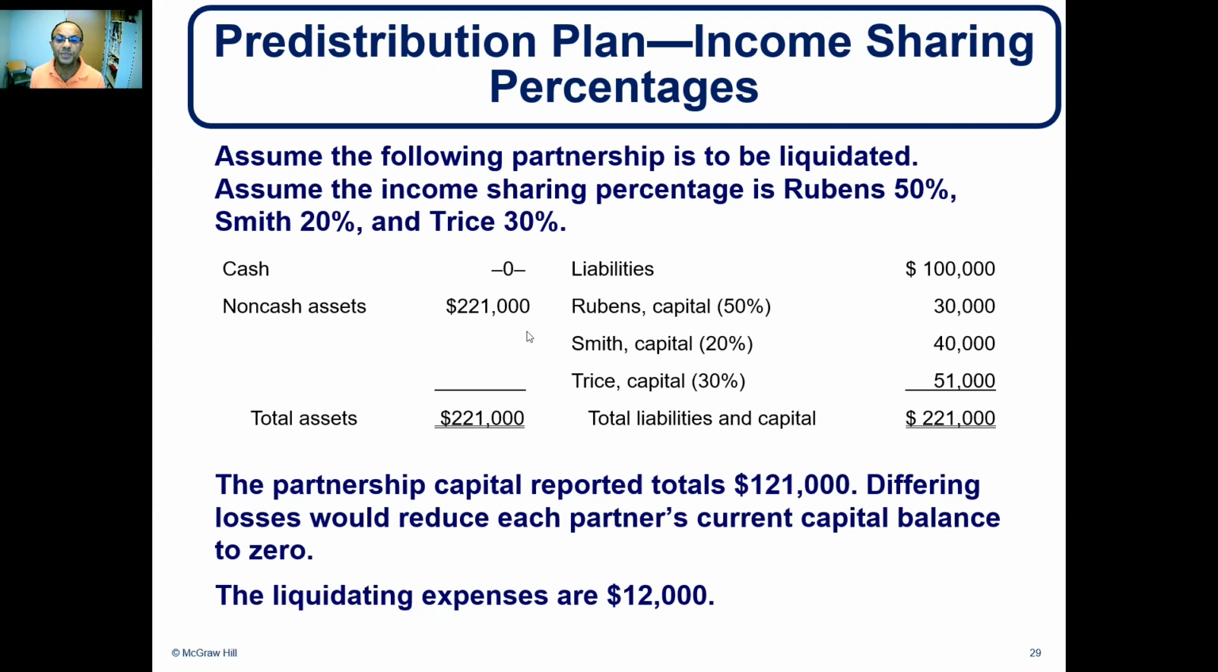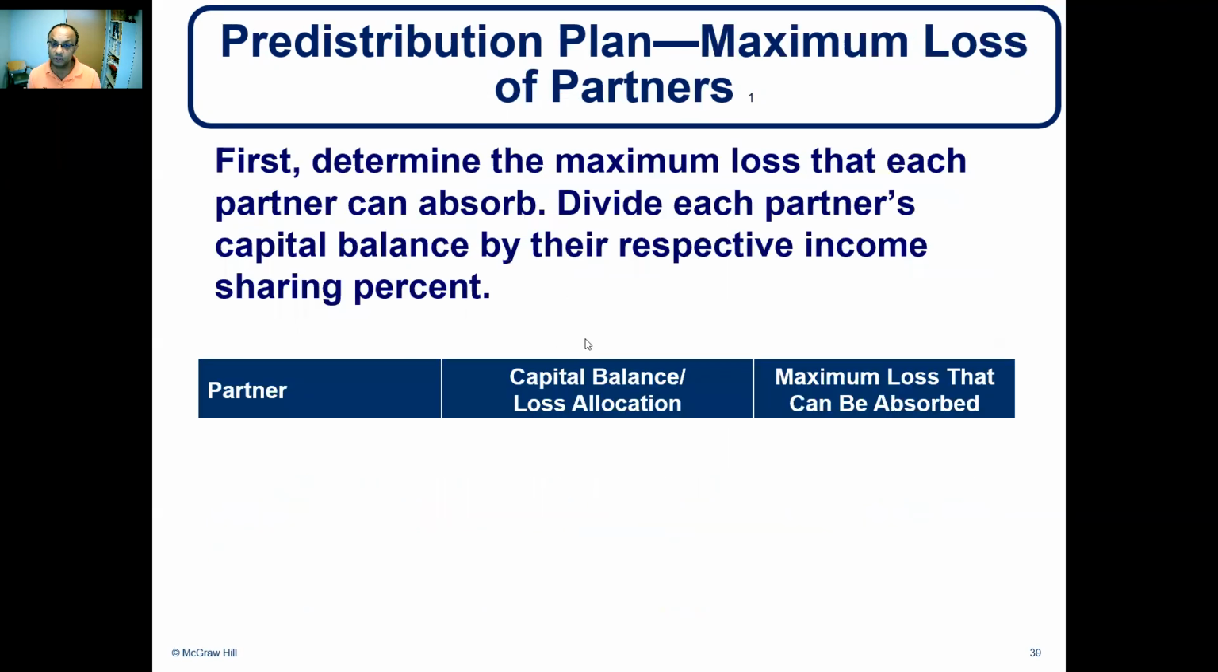What shall we do? If selling the non-cash assets is generating lots of losses, first of all, we need to assume how much loss can be absorbed by Robbins, then Smith, then Price. To do that, we make something we call a sensitivity for losses. So here we put the maximum loss of partners based on their capital balance.